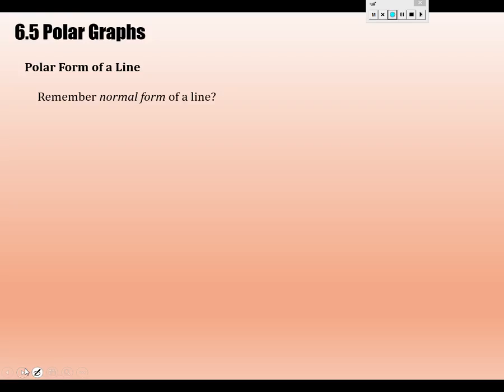Do you remember the normal form of a line from just a little while ago? It looks like this. Do you remember this? Not really. Can someone remind me what we mean by phi and what we mean by p for this?